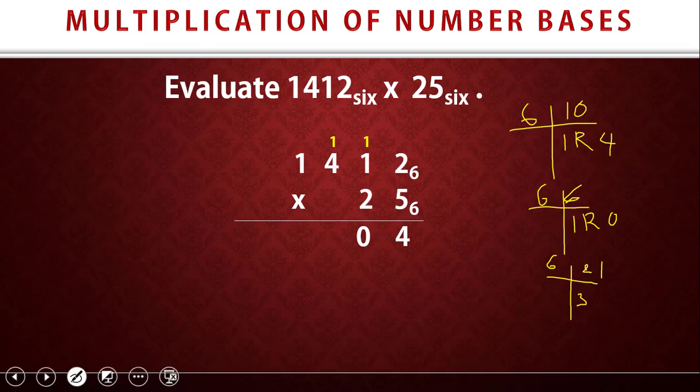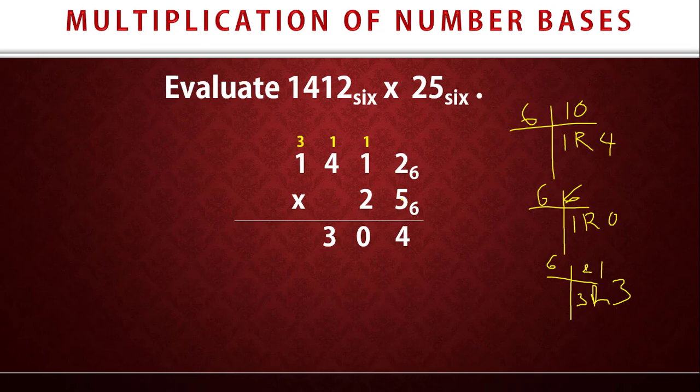So what will be remaining? 6 times 3, that's 18. 21 minus 18, so it will be remaining 3. So we're going to write down the remainder. Okay. And then the next thing now is to carry this whole number 3 to the next stage of multiplication.